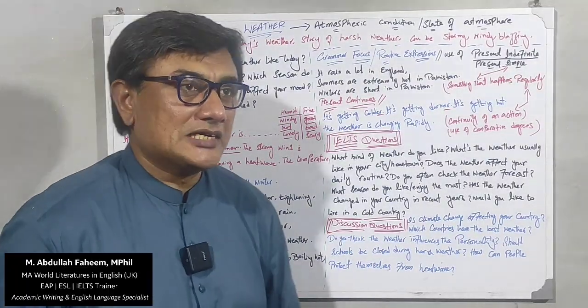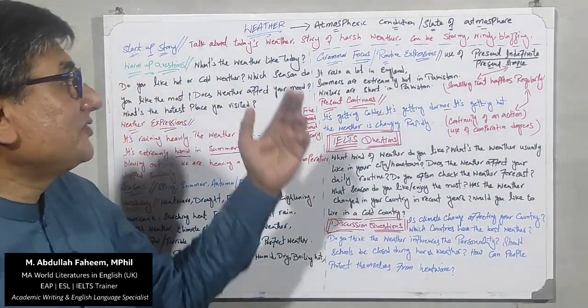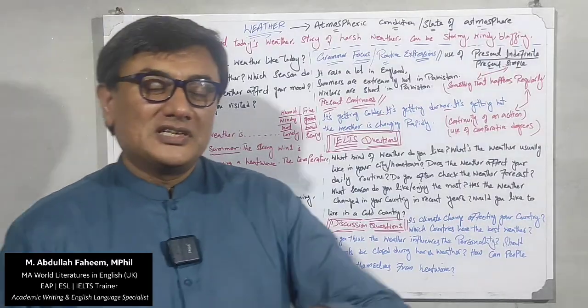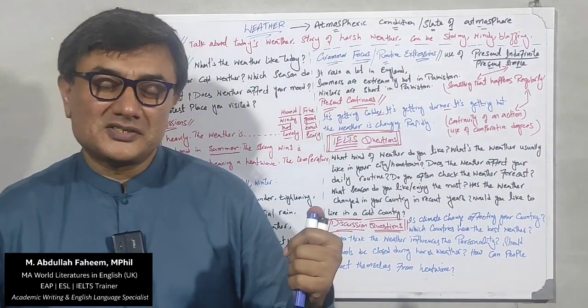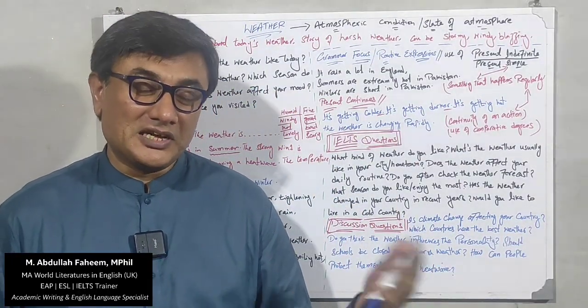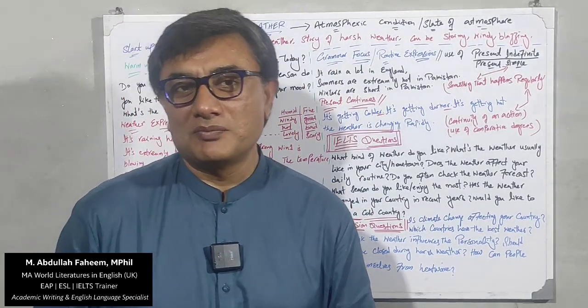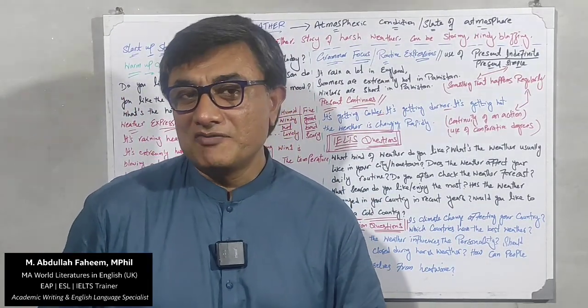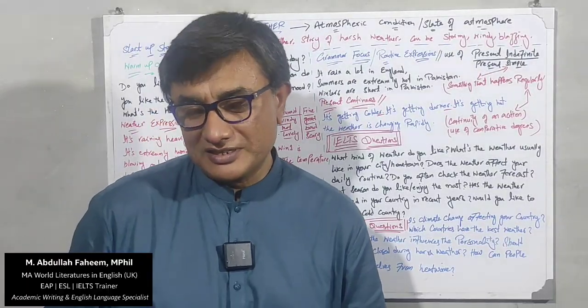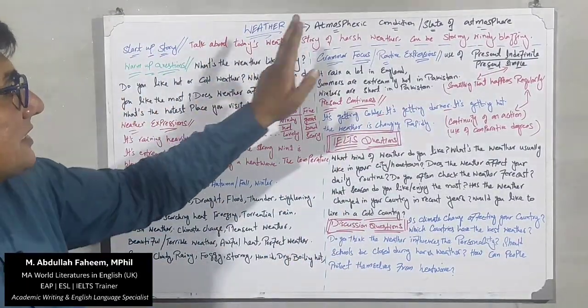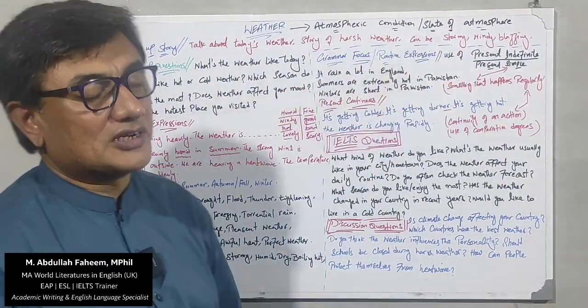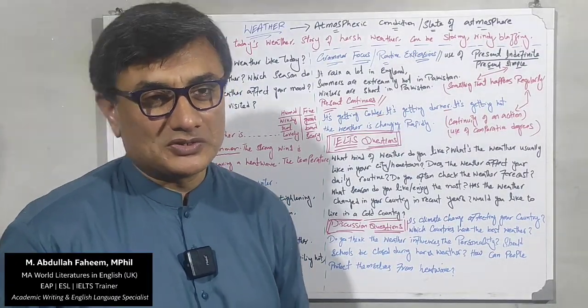Weather is basically atmospheric conditions, atmospheric state. It's from the atmosphere, it's from the environment. So weather has a direct link with the environment, and environmental changes affect the weather. So again, weather means atmospheric conditions, state of atmosphere, whatever name you want to give it.